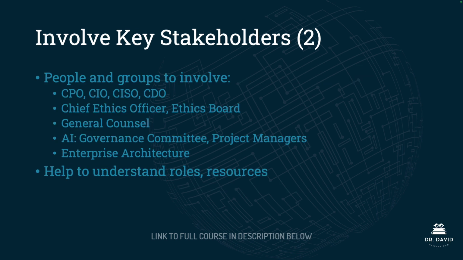Other stakeholders to consider, of course, the Chief Privacy Officer, the Chief Information Officer, the Chief Information Security Officer, Chief Data Officers. If your organization has a Chief Ethics Officer or an ethics board, they're going to want to be a part of this organization. General counsel or legal, of course. If you already have a governance committee for AI or AI project managers, of course, they're going to be included. And finally, any enterprise architecture folks.